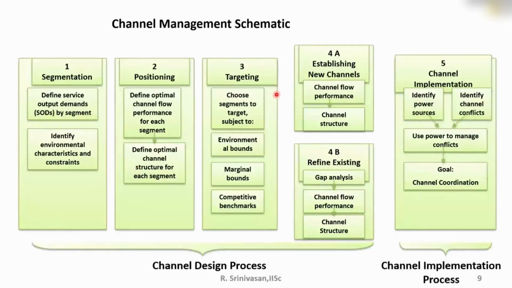Then the third one is where you target. The targeting could be choosing segments. So whether you want to target the youth market, or the children's market, whatever it is. And what are the environmental bounds for this? Many times these are bound by environmental constraints, which you have to take care of very carefully. Similarly, the marginal bounds and what is the competitive benchmark.